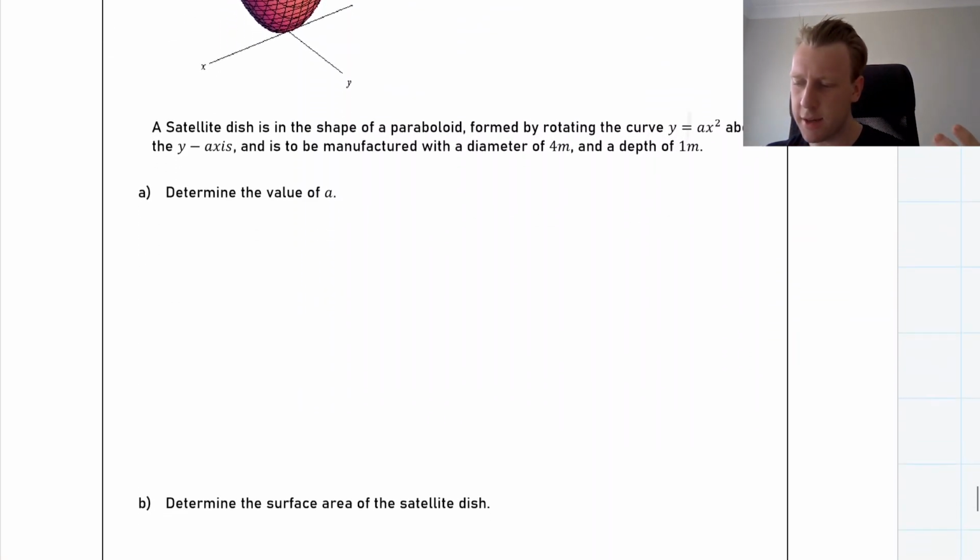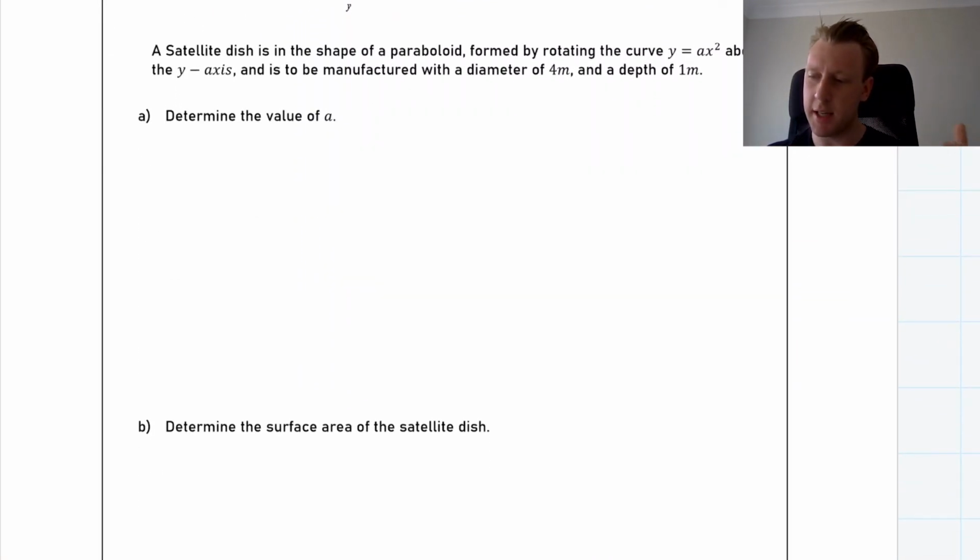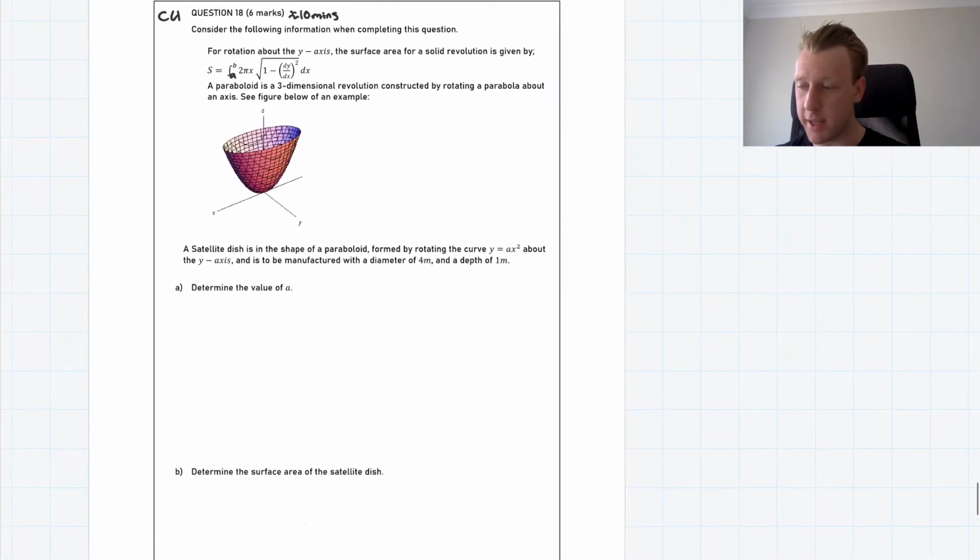Okay, that's our information. A satellite dish is in the shape of a paraboloid formed by rotating the curve y equals ax squared about the y-axis and is manufactured with a diameter of 4 meters and a depth of 1 meter. We want to firstly determine the value of A, and then we want to get the surface area of the satellite dish. Pause it and give it a go. That's all our information there.